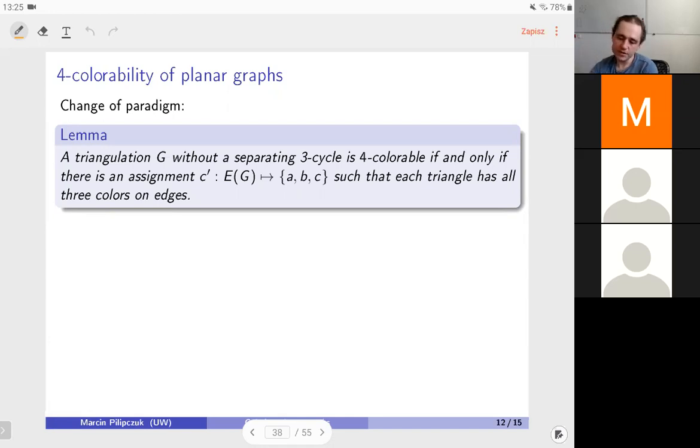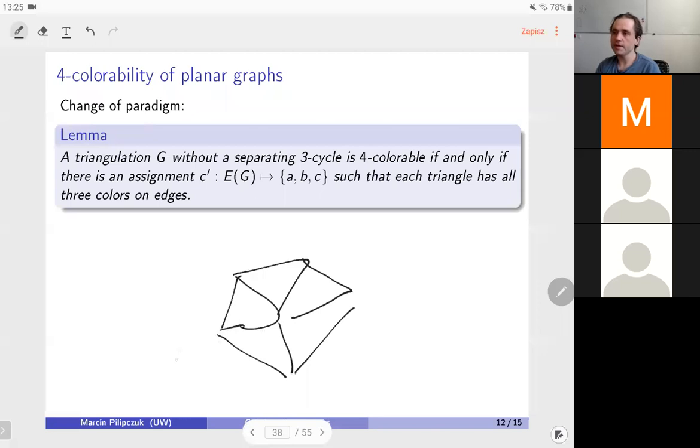And the observation is as follows: we are now strongly relying on the fact that we are using triangulations. So if I have a triangulation, I now want to label the edges with 3 colors A, B, C. Remember that previously we had colors 1, 2, 3, 4. This observation appeared in many papers on the 4-color conjecture earlier: instead of 4-coloring the graph, we want to 3-color the edges such that every triangle has all 3 colors.